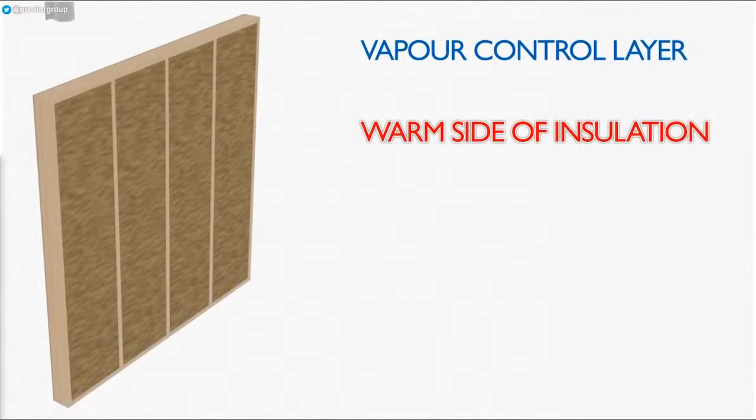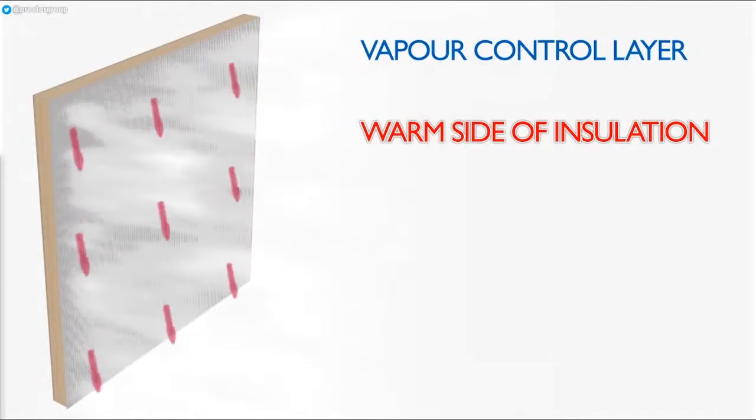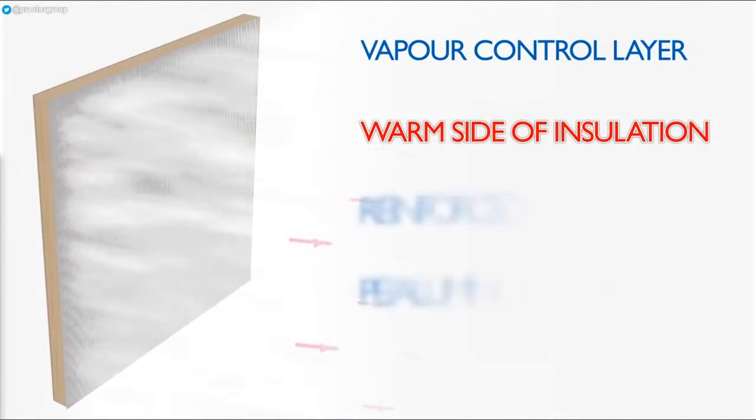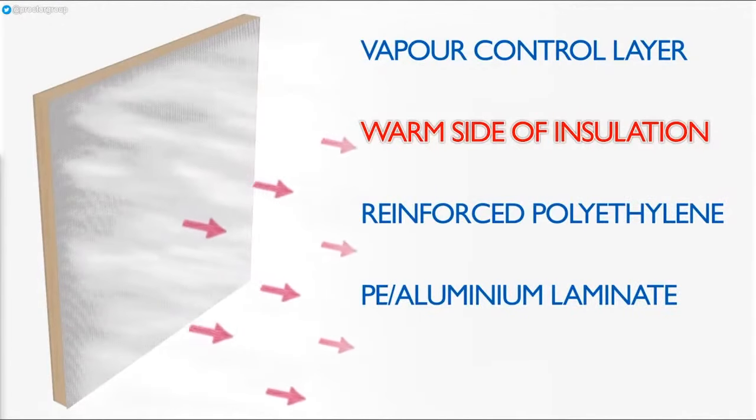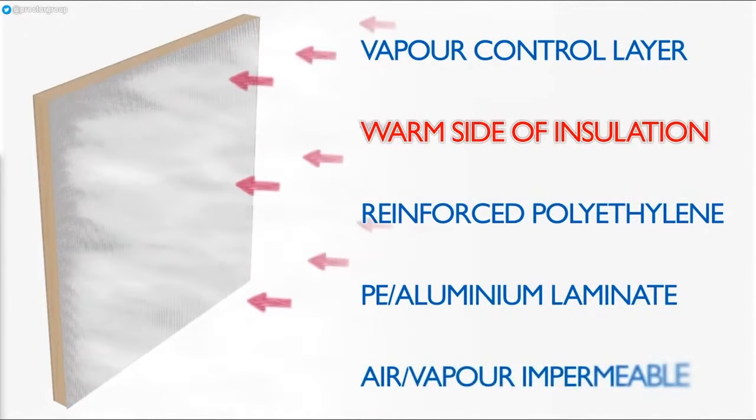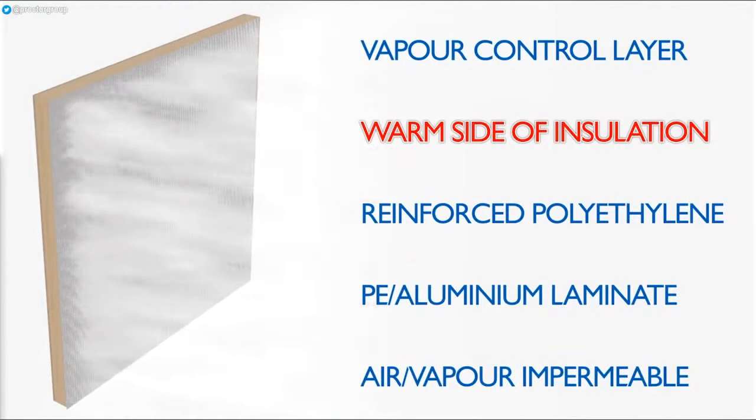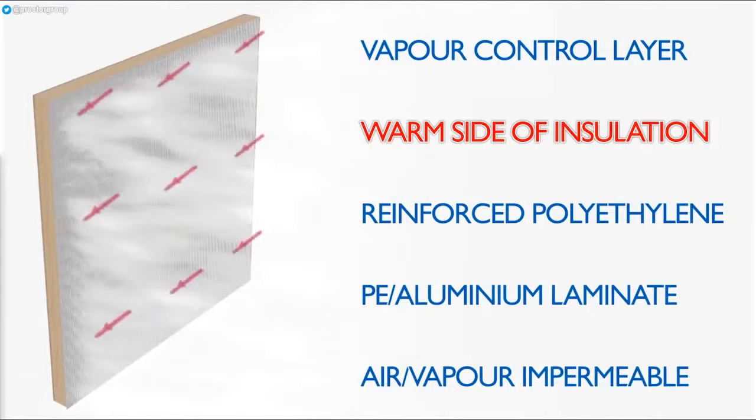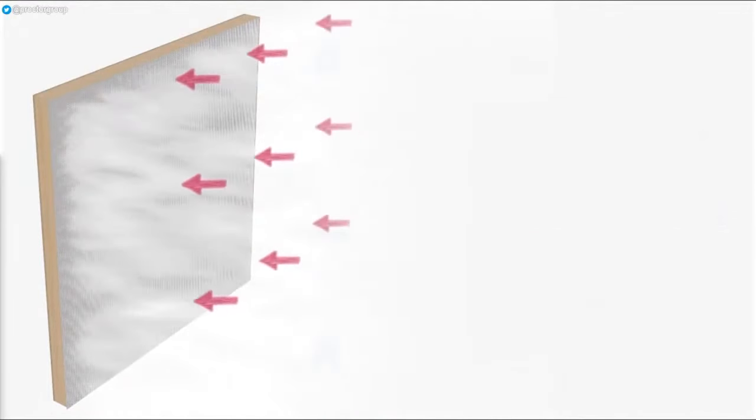Vapour control layers are fitted on the warm side of the construction, usually directly over the stud-work behind the internal lining. They are typically made of reinforced polyethylene or a laminate of aluminium and polyethylene. Because they are designed to be as impermeable as possible, vapour control layers can fulfil the function of limiting air leakage, but if they are to be used in this way, good detailing and installation are very important.